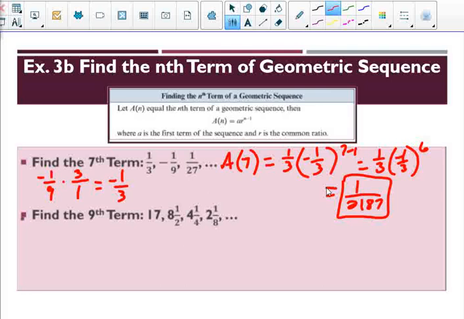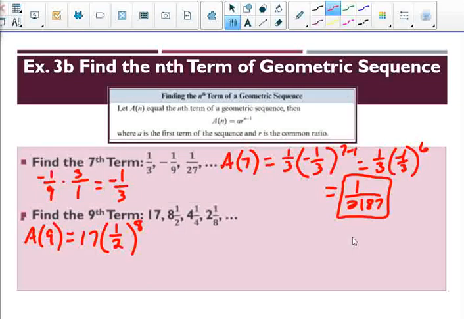Let's look at the next one. Find the nth term. I need to find the ninth term, so I'm going to put a 9 for n. My first term is 17. I need to multiply it by the common ratio. To go from 17 to 8.5, well, 8.5 is half of 17. So I'm really going to be multiplying 17 by half. So this is going to be my common ratio. And since I'm finding the ninth term, 9 minus 1 gives me 8. So I'm really finding the eighth power times the first term.